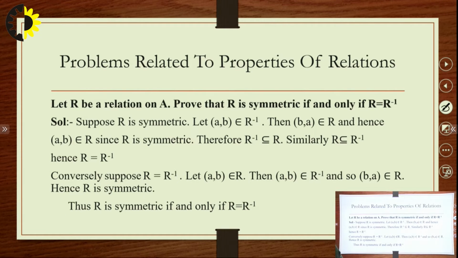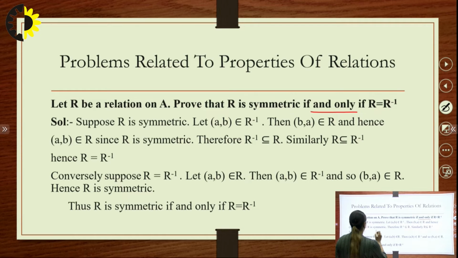Next question: let R be a relation on A. Prove that R is symmetric if and only if R is equal to R inverse. Now for a symmetric relation, we have to prove that if a is related to b, then b should also be related to a.